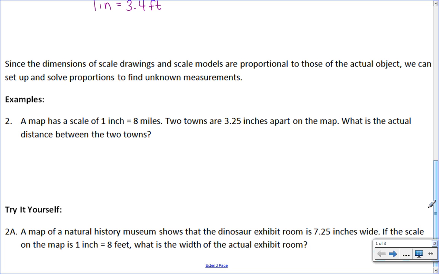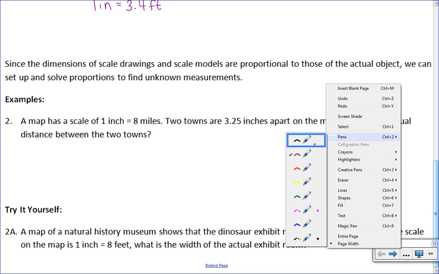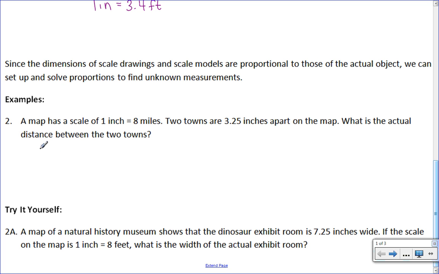that we don't know. So in example 2, a map has a scale of 1 inch equals 8 miles. 2 towns are 3.25 inches apart on the map. What is the actual distance between the 2 towns? Okay, so when we set this up, we know that the scale is that 1 inch is equal to 8 miles. Well, we want to know if the 2 towns are 3.25 inches apart, so we want to know what 3.25 inches is equal to in miles.